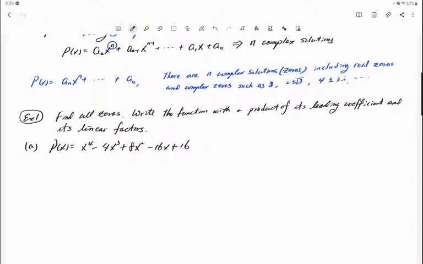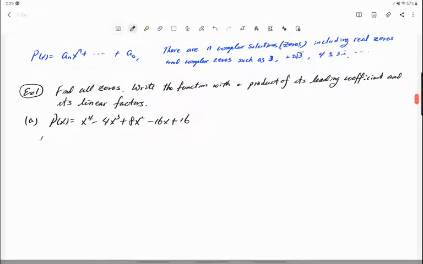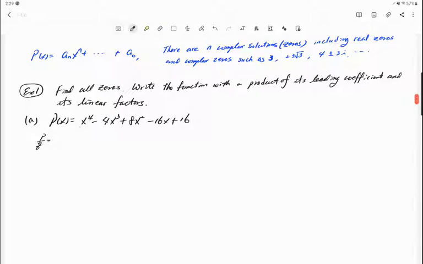Okay, exercise 1, example 1. Find all zeros of the polynomial and write the polynomial as the product of the leading coefficient and the linear factors. Just like in the previous section, in order to find the real zeros, we need to find the P over Q. P is the factor of 16 and Q is the factor of the leading coefficient. In this case, the leading coefficient is 1, right?